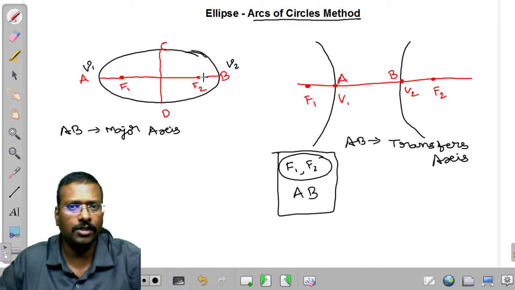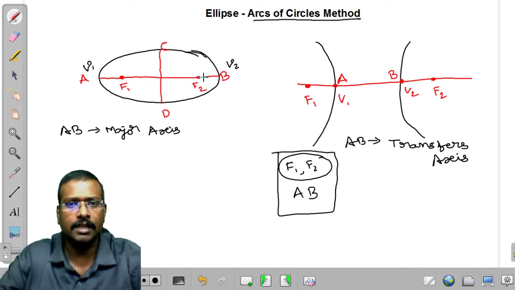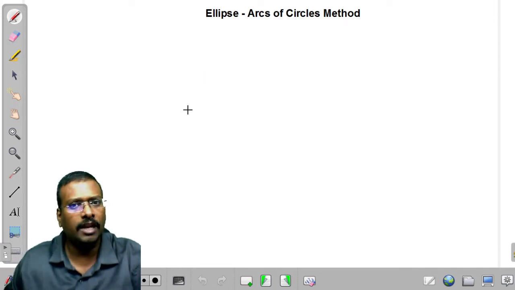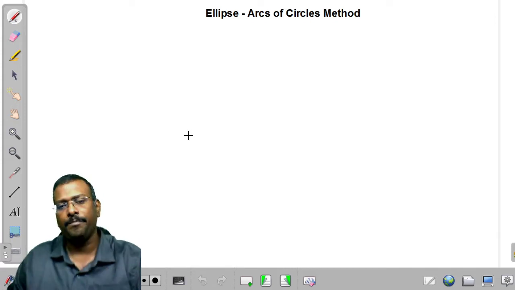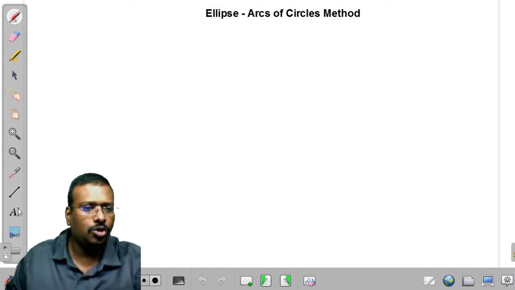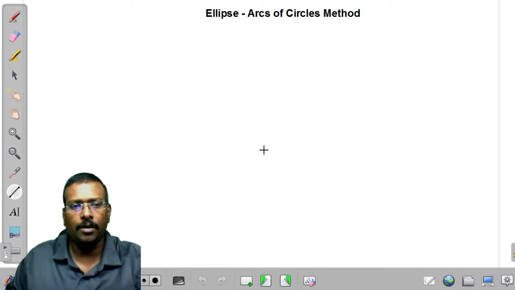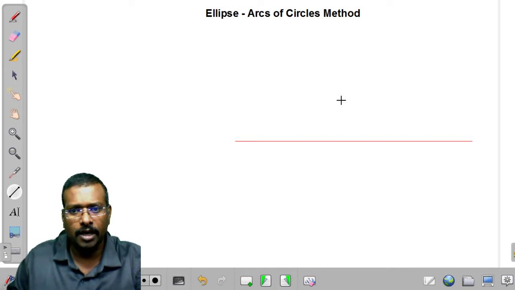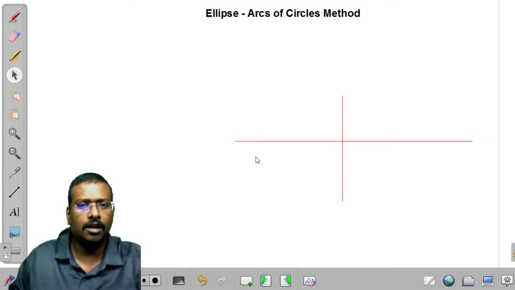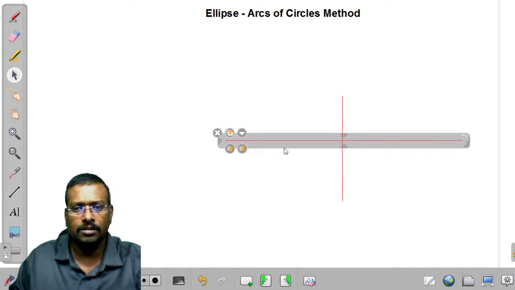So let us consider the procedure to be applied for the arcs of circles method for the ellipse as well as the hyperbola. Both we will consider in this video. First of all, we have to draw two lines which are perpendicular to each other. This is the horizontal line and this will be the vertical line.